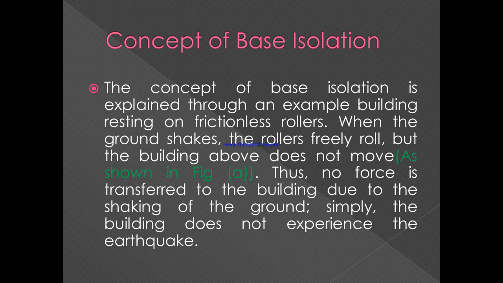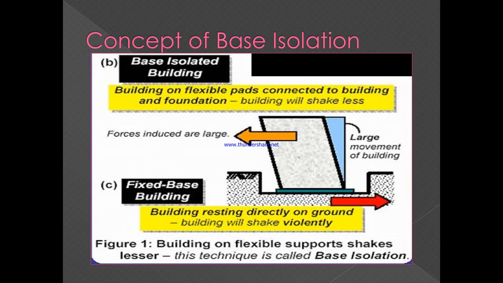Then the concept of base isolation. It is explained through an example, a building resting on a frictionless roller. When the ground shakes, the roller freely rolls, but the building above does not move, as shown in the figure. Thus no force is transferred to the building due to the shaking of the ground, or simply the building does not experience the earthquake. This is the example of base isolation.